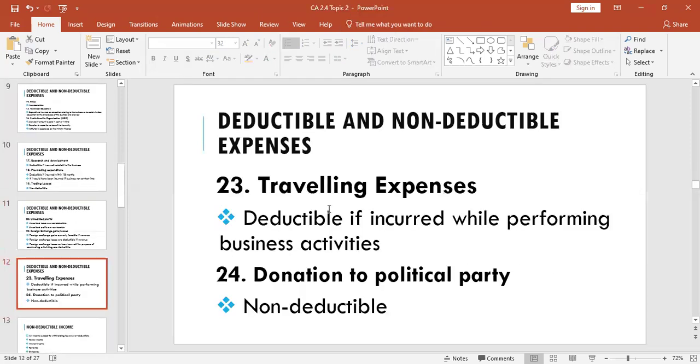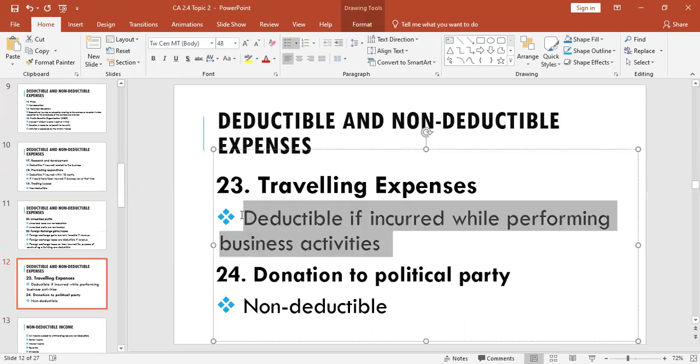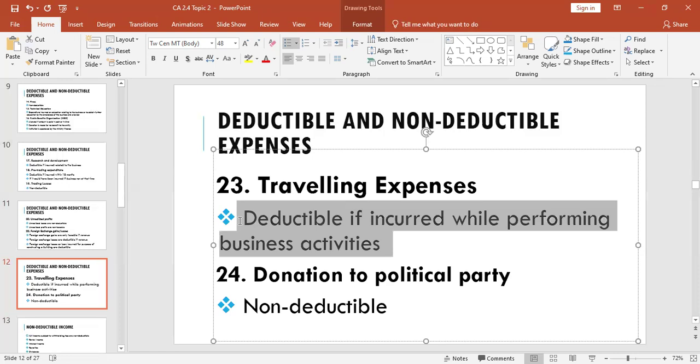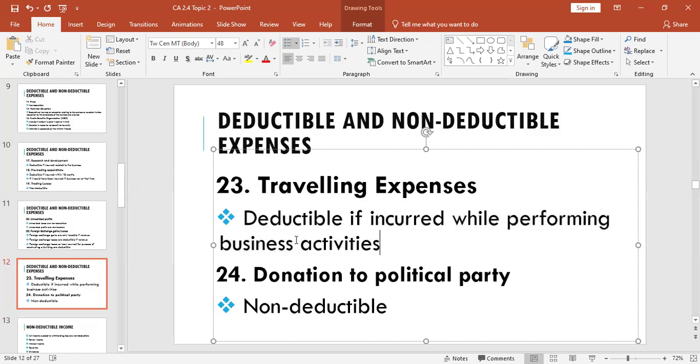Then traveling expenses, they're only deductible if incurred while performing business activities. So maybe we've got a small delivery business, but we don't really have a vehicle, so we have to move to and fro. Then we book maybe a Yango so that we go and deliver our products. That's a traveling expense relating to business activities, and it's deductible.